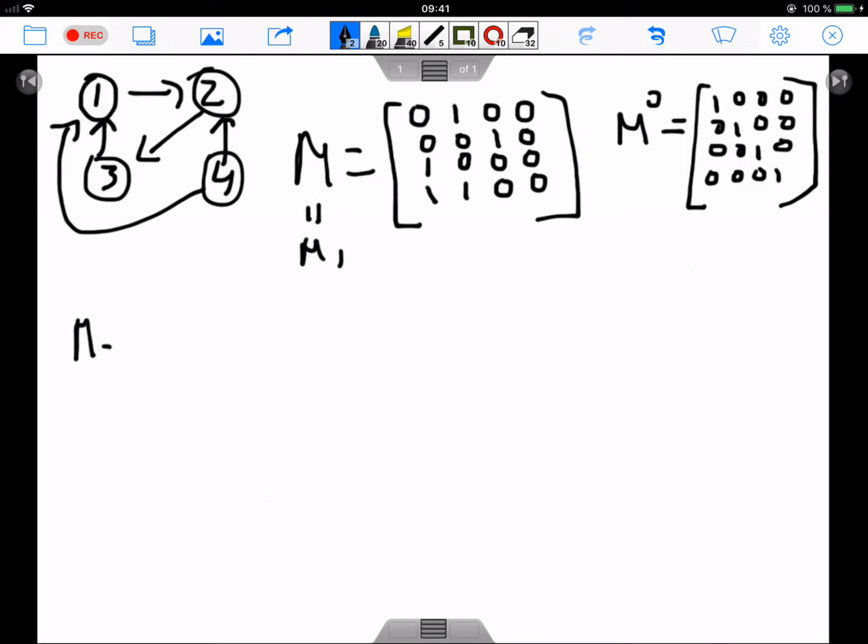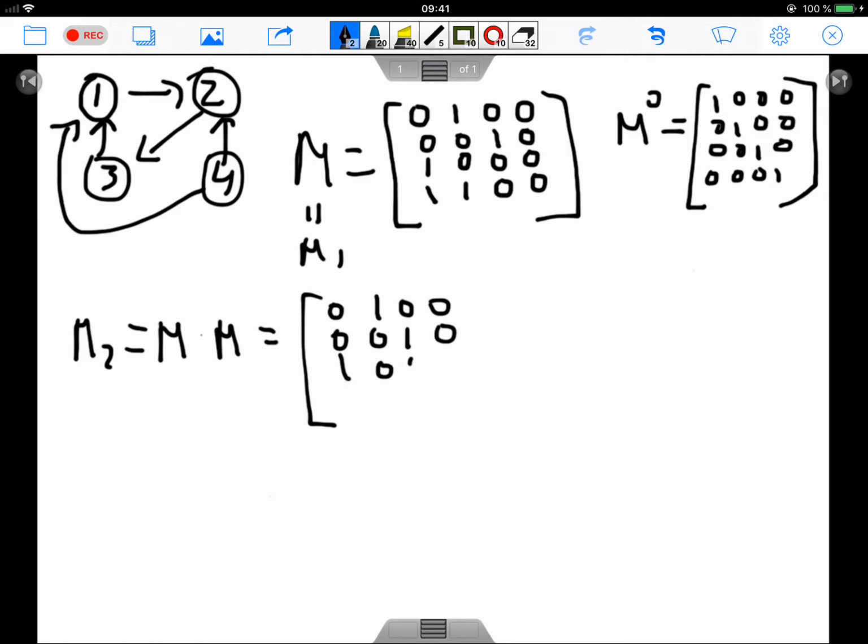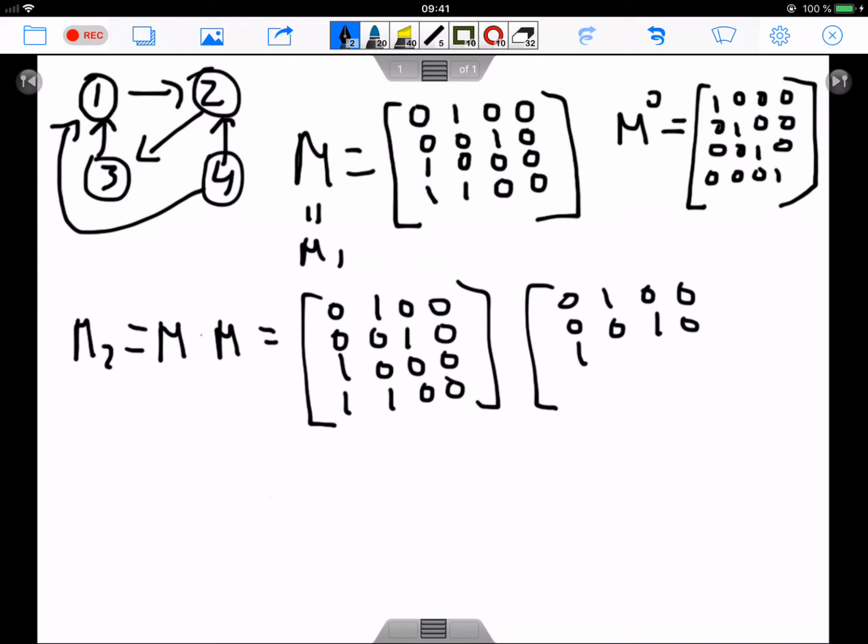In order to compute M2, remember that we need to perform the multiplication M times M. So I'm going to copy here the matrix M twice, and I'm going to do this computation. Of course, you can do this computation with the usual algorithm for multiplication, but I'm going to show you that since we are dealing with Boolean matrices, this can be a lot quicker.